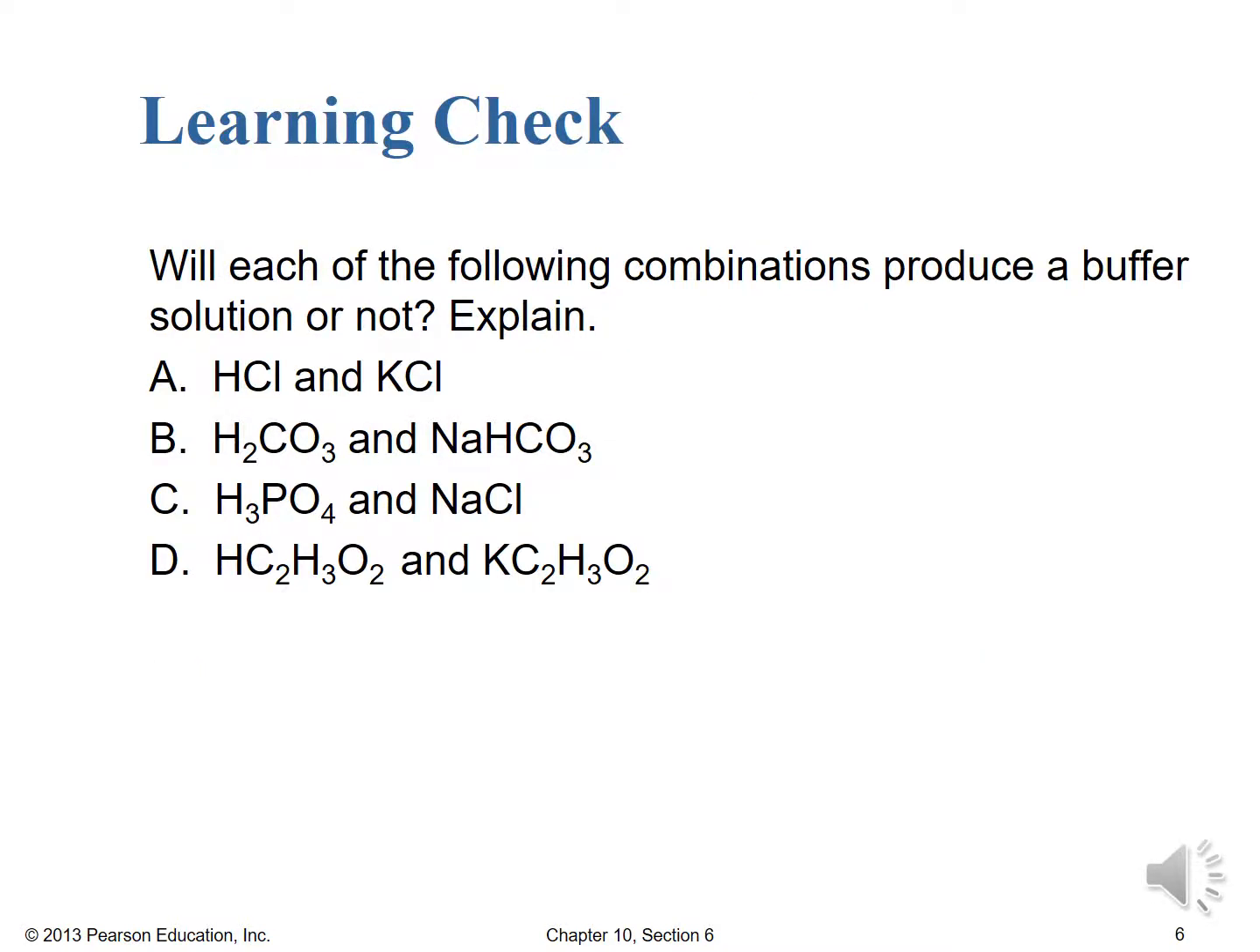All right, so let's see how well you understood that last point about the components of a buffer. In this learning check, you're asked, will each of the following combinations produce a buffer solution or not? Explain. So you have A, B, C, D. Go ahead and assess whether or not you think they would form a buffer solution. Remember, you're looking for an acid and its conjugate base or a base and its conjugate acid. And if you don't have that, then you would not expect it to be a buffer. If you do have that, then you would. So go ahead and pause the video here, make your determinations, and start back up once you've figured it all out.